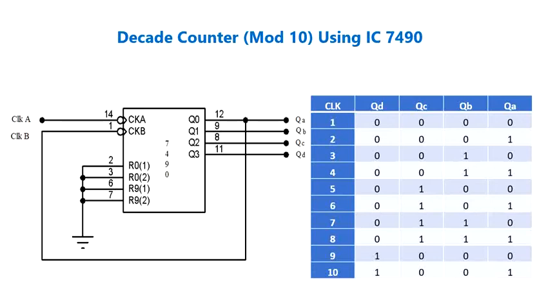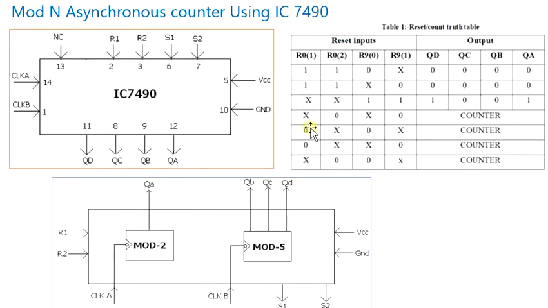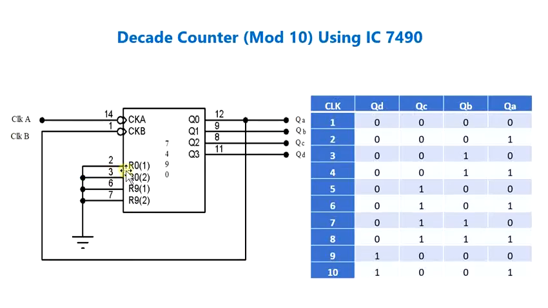The first one that we have is a decade counter, that is mod 10 counter using IC 7490. Here you can see that we have kept all the reset inputs at 0. That is because the function table says that if any of the reset inputs is 0, then it will start counting, and the remaining reset pins are X, that means it can be 1 or 0. If you observe here, we have kept all the reset inputs at 0, so that the IC will start counting.